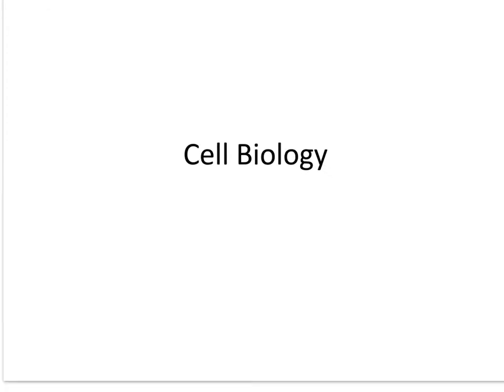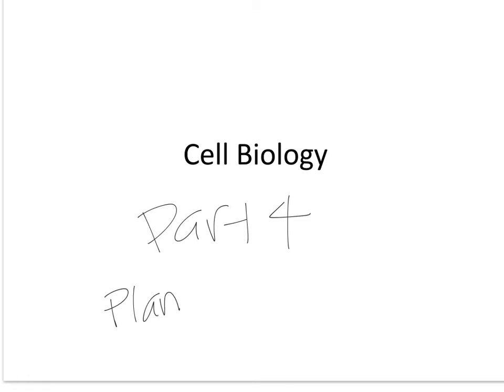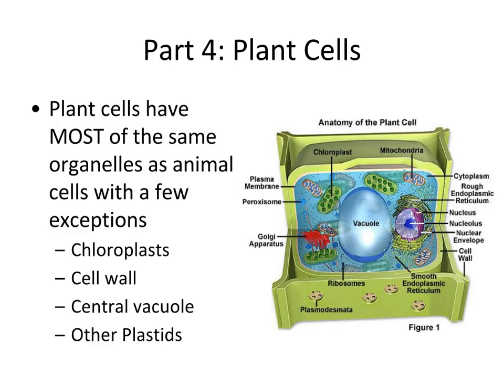All right, continuing on with cell biology, we are now in part 4, and we're going to talk about the differences between plant and animal cells. So we're going to focus on what's specific and unique in plant cells. Most plant cells are going to have the same organelles as animal cells.